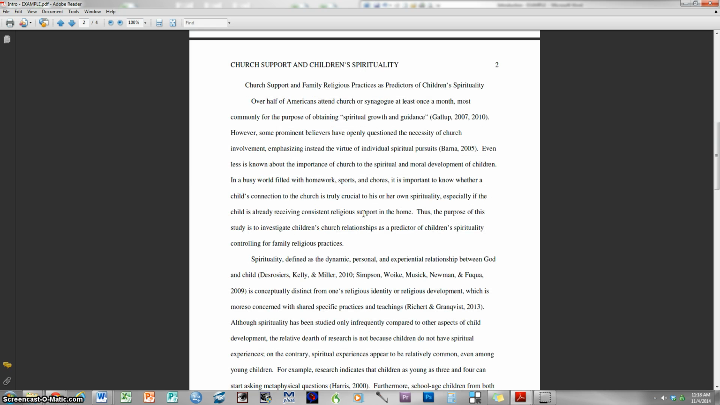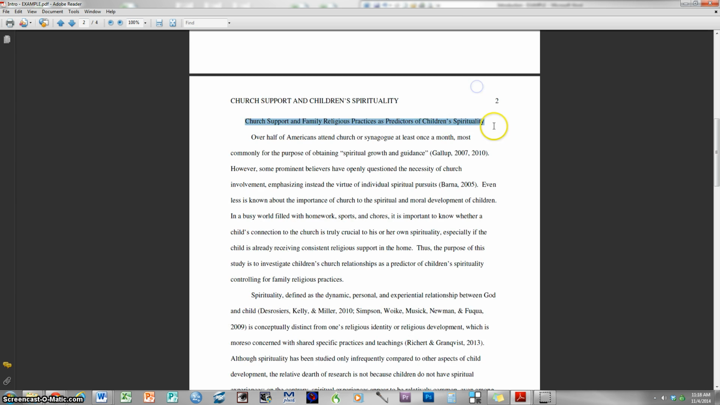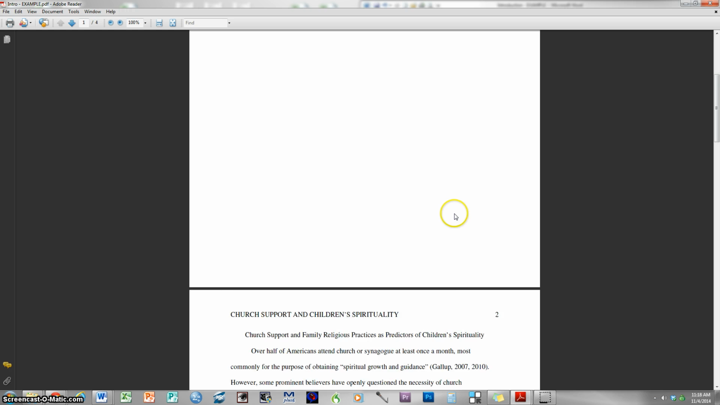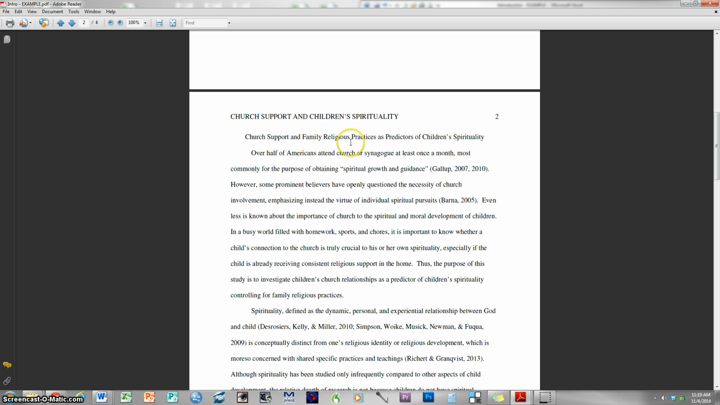So now going into the body of the paper, the running head is here. The page number is over here. And here is the title of the paper. So this should be the same as this title: Church support and family religious practices as predictors of children's spirituality.